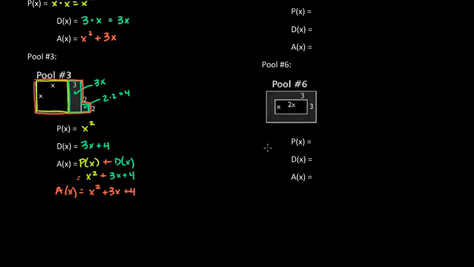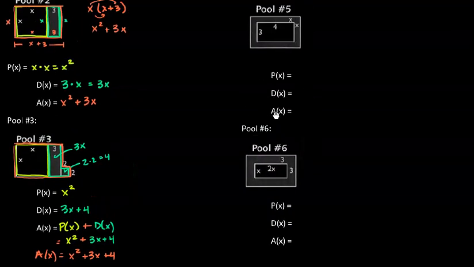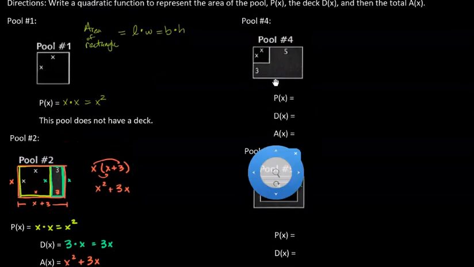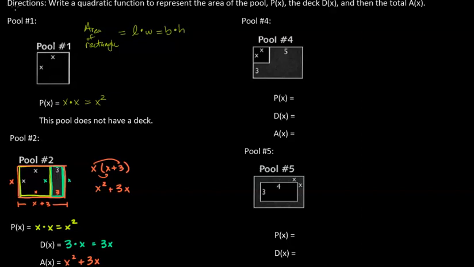So now let's move back up to pool number 4. Scroll back up. So pool number 4 looks a little bit different now. You can see what we have for pool number 4 is this pool here kind of in the corner, and then we've built a deck kind of on two sides of the pool. And on this side of the pool, the deck goes out 5 units. On this side of the pool, it goes out 3 units. And then we kind of complete a rectangle, basically, so that the pool and the deck combined makes this big rectangle right here.